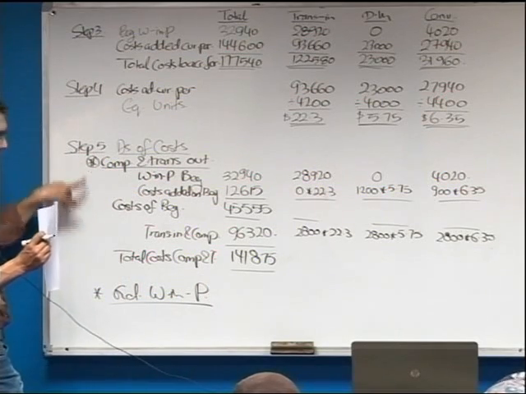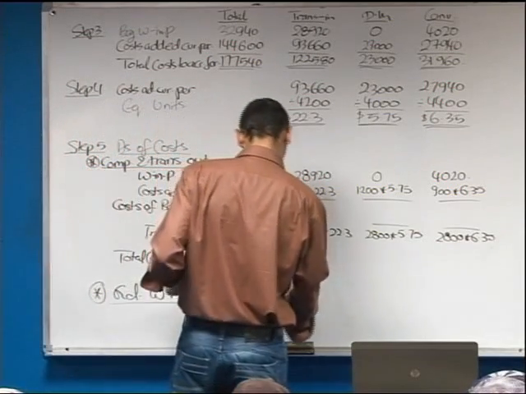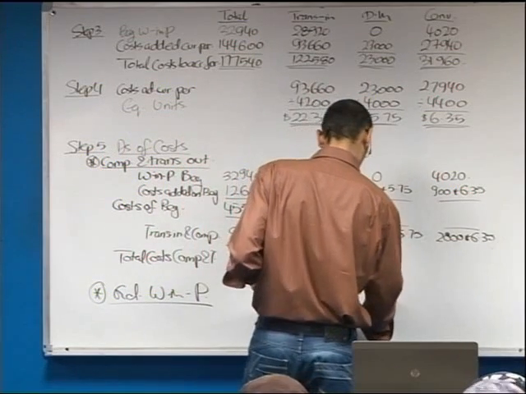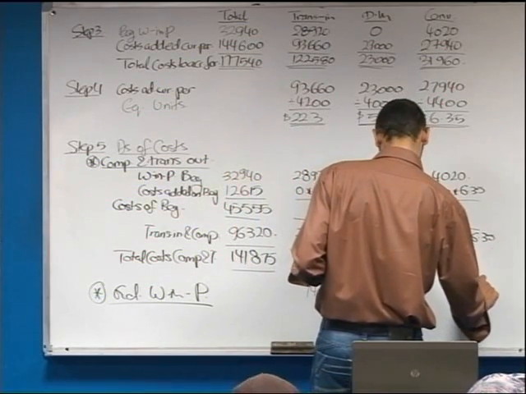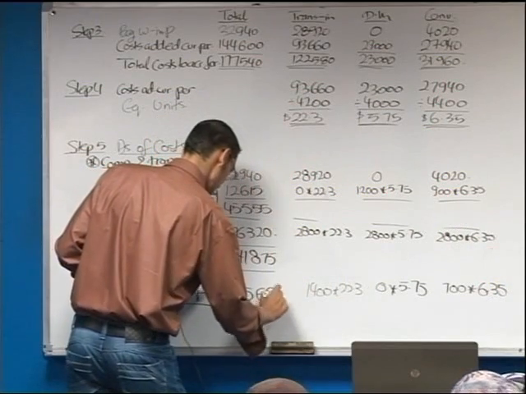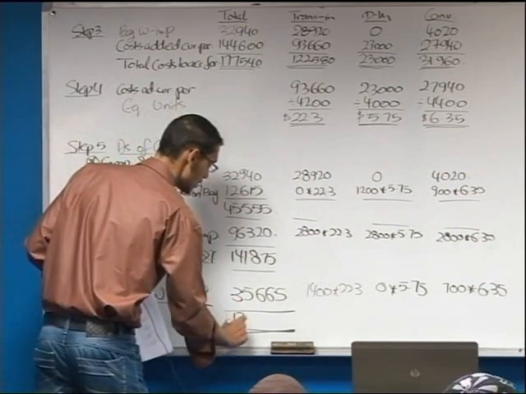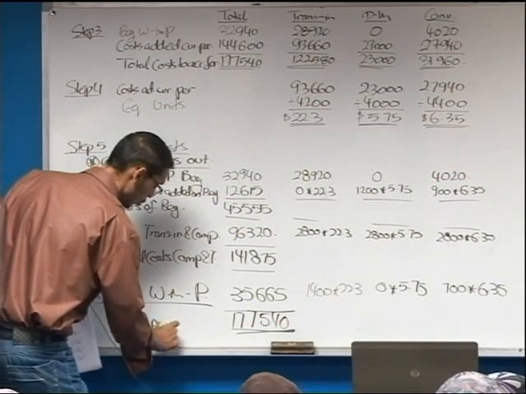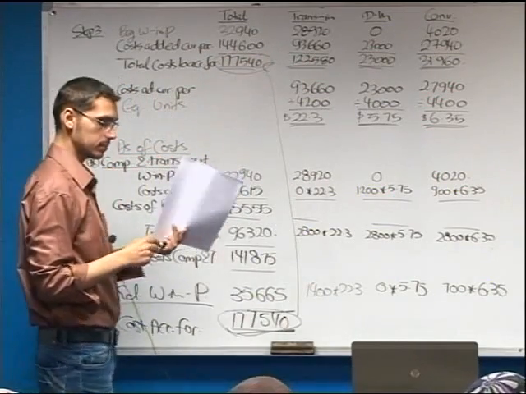We have finished the first category. Now let us consider the second category, the ending work in process. We also have calculated the equivalent units for this to be 1,400 for the transferred in, 0 for the direct materials, and 700 for the conversion, with a total of 35,665. Now, adding these two amounts would most definitely equal the 177,540, which is the costs accounted for. This always should equal this. Any questions?